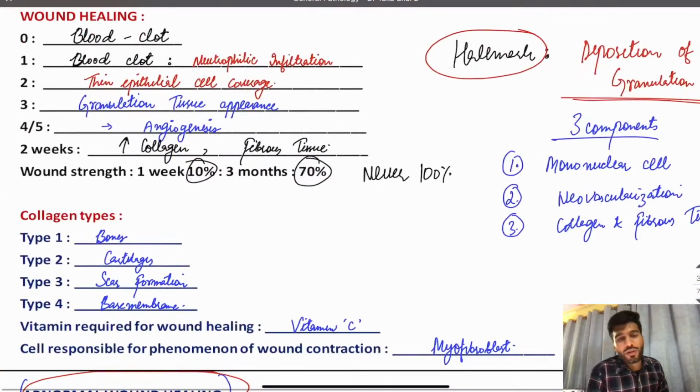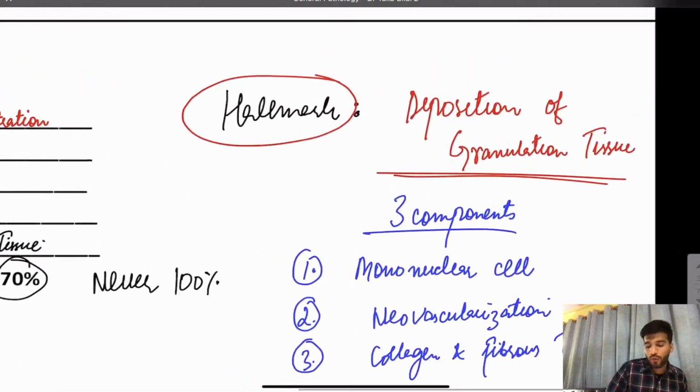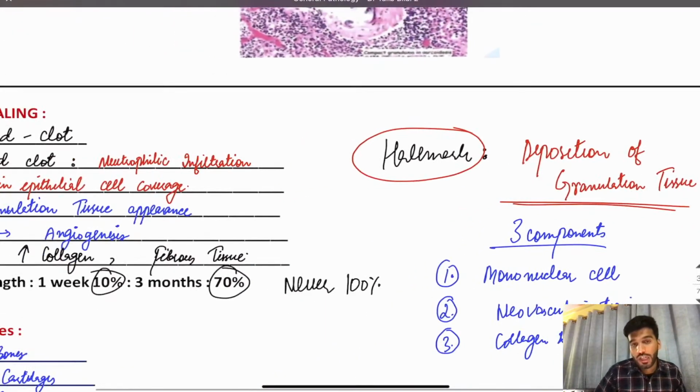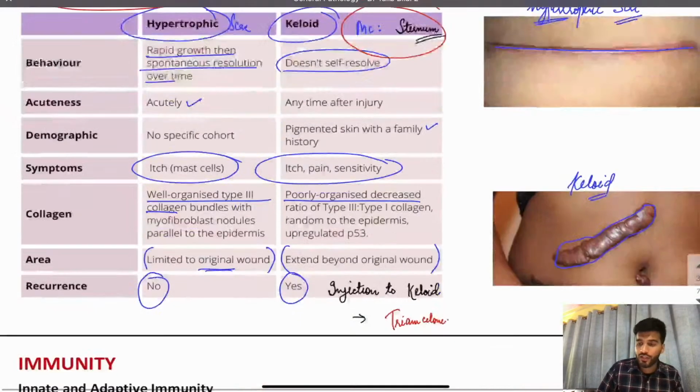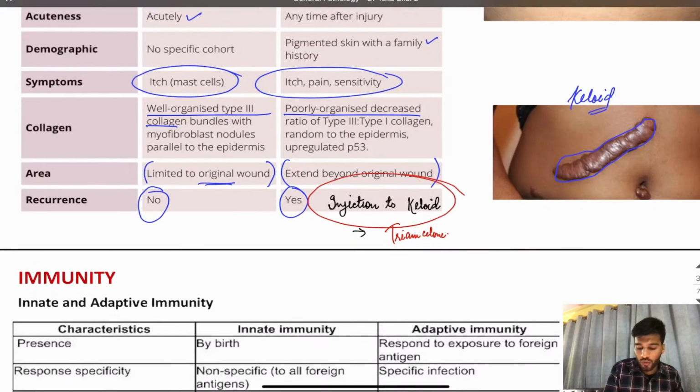Then wound healing, guys. The collagen which helps in scar formation is type 3. The hallmark of wound healing is deposition of granulation tissue. Remember, guys, abnormal wound healing, if it is outside the boundaries of the wound, is a keloid. Within the wound, it is a hypertrophic scar. The most common location of a keloid is the sternum. The injection that we give directly into the keloid to decrease its growth is triamcinolone. We also go for resection, but its recurrence is common.